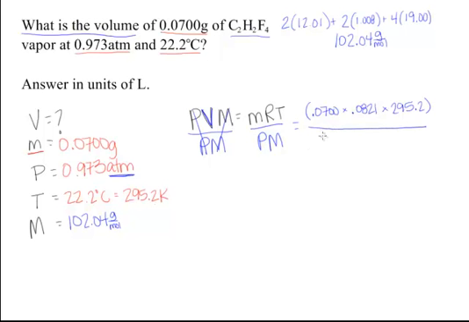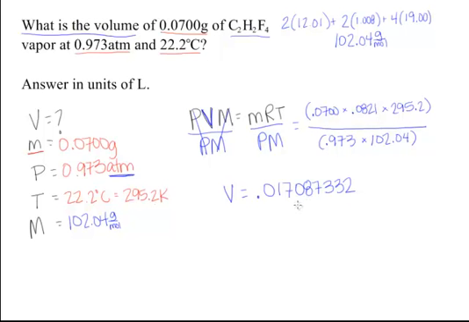So my pressure was 0.973, and all of us have the same molar mass of 102.04. And you take this and you plug this into your calculator, paying careful attention to watch your order of operations down here on the bottom, and I get that my volume is equal to 0.017087332.